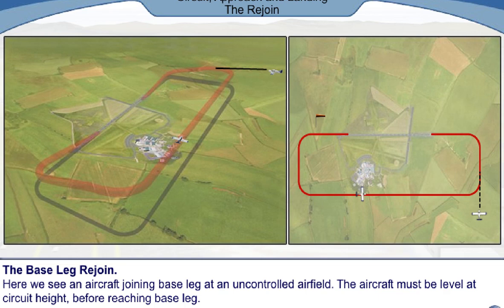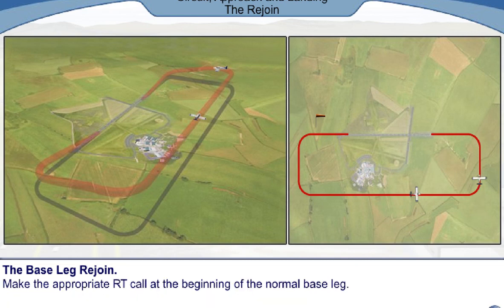Here we see an aircraft joining base leg at an uncontrolled airfield. The aircraft must be level at circuit height before reaching base leg, with both the rejoining and the pre-landing checks completed. The appropriate RT call, in this case established left base runway 19er, must be made at the correct place, that is, in the normal base leg position.